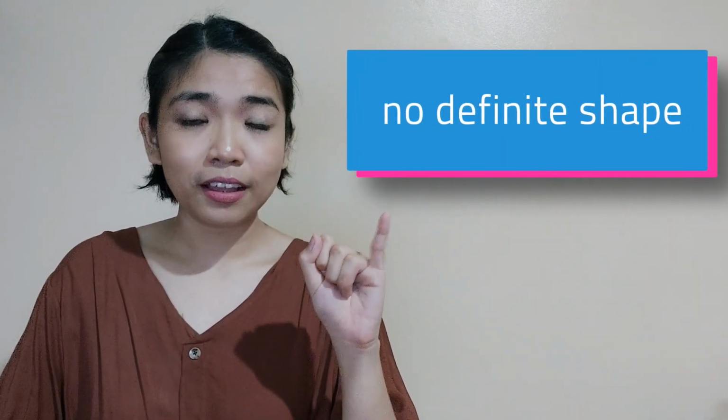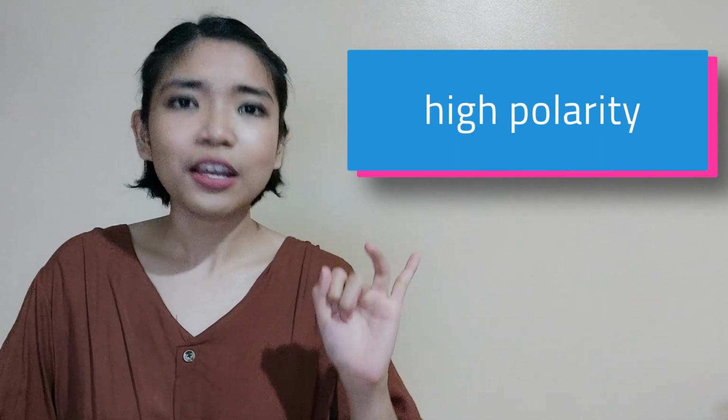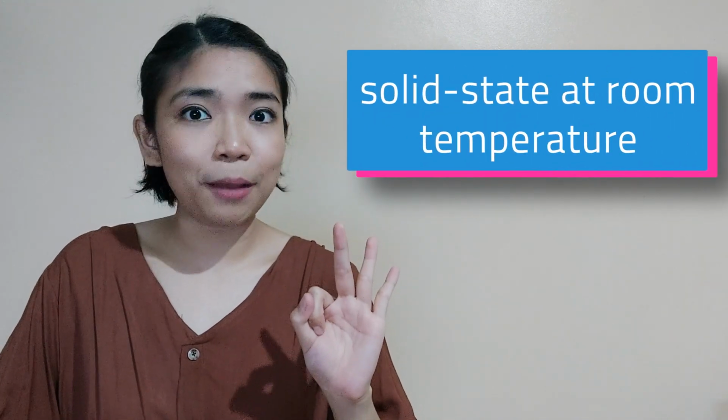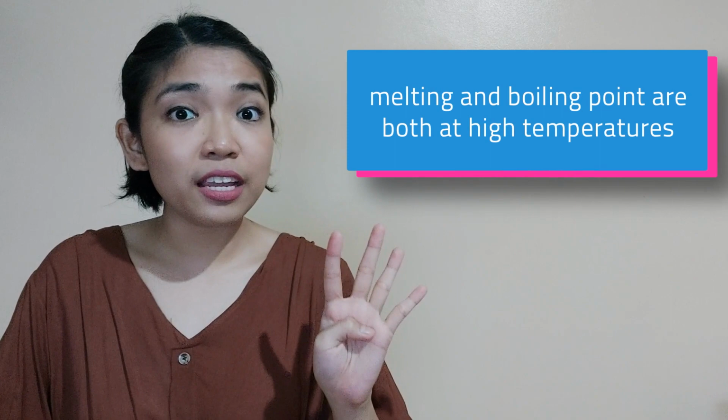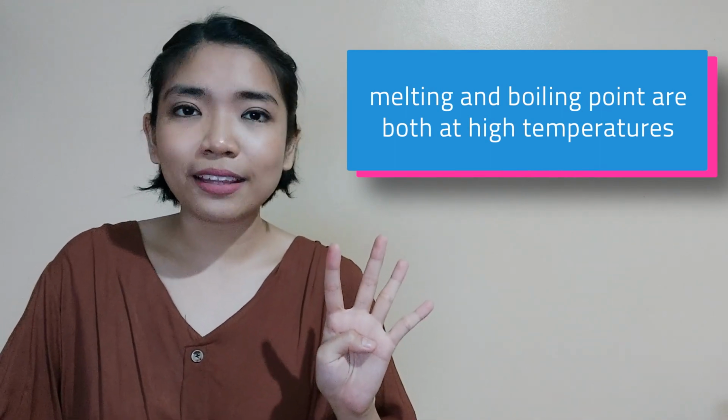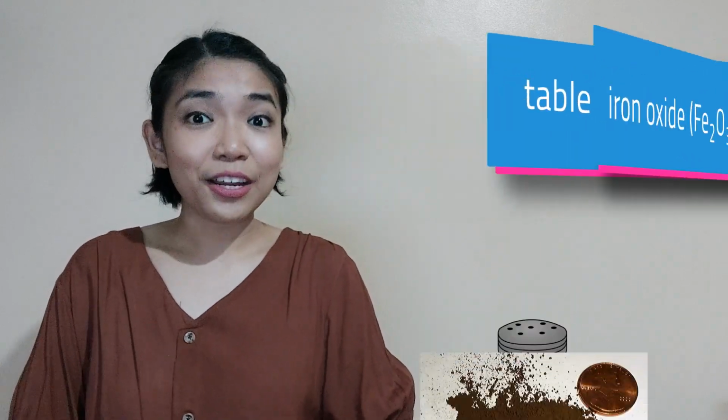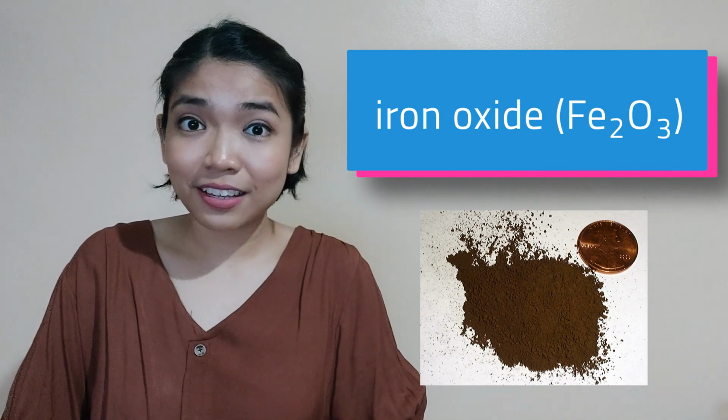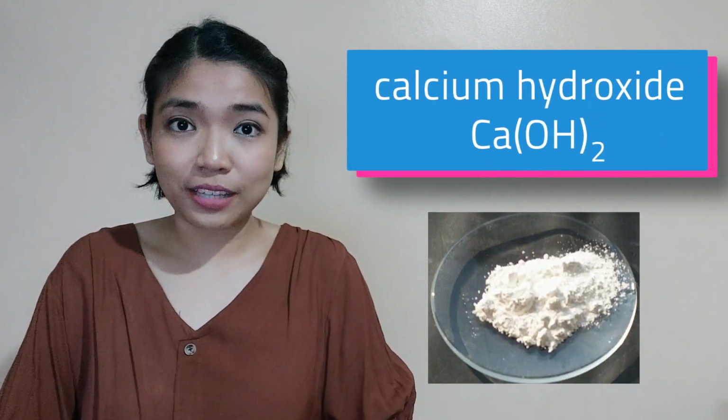Compounds formed through ionic bonding have the following characteristics: no definite shape, high polarity, solid state at room temperature. Melting and boiling point are both at high temperatures. Real-life examples are table salt, iron oxide or rust, and calcium hydroxide, which is a basic salt in antacid tablets.